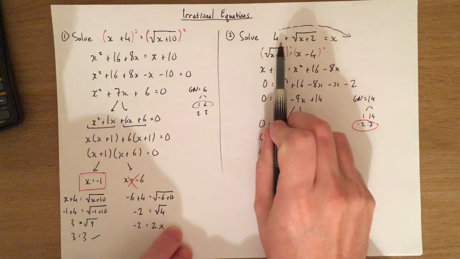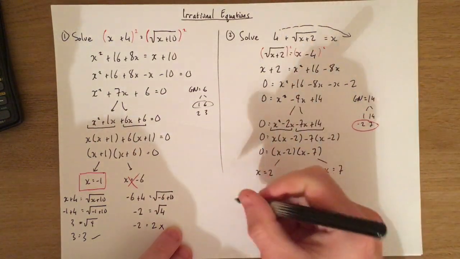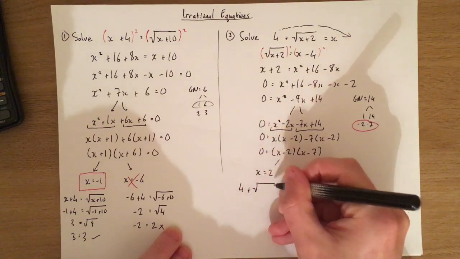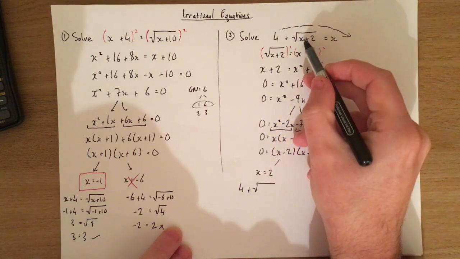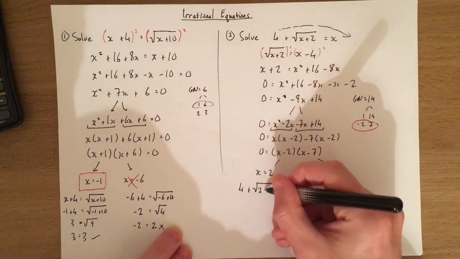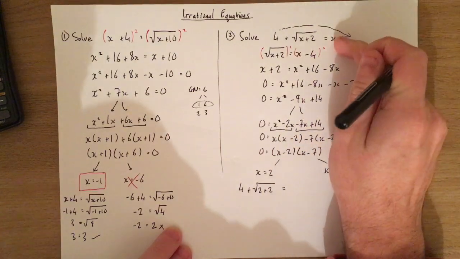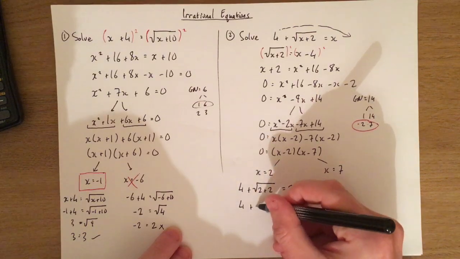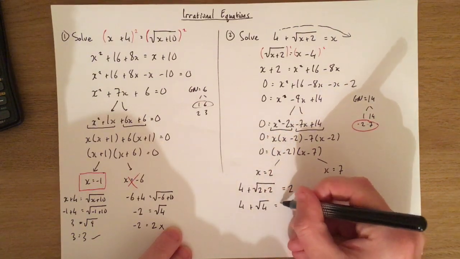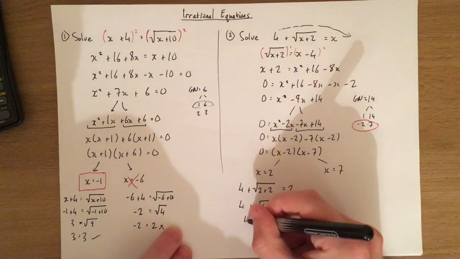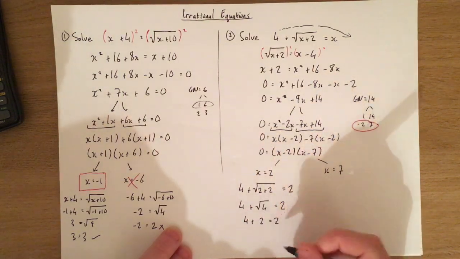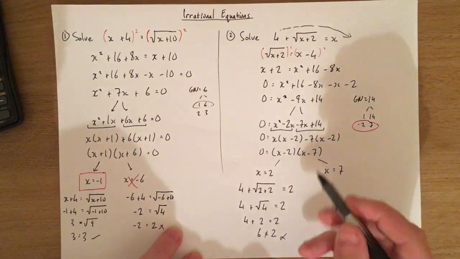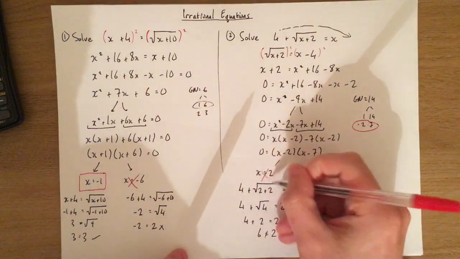Now let's just check both of those. We'll go with the original equation from the question. So 4 plus, sub 2 in here for x, so 2 plus 2 is 4, equal to x, so equal to 2. So 4 plus the square root of 4 is equal to 2, so the square root of 4 is 2, so is 4 plus 2 equals 2? 6 is not equal to 2. So you can rule that out as a solution.